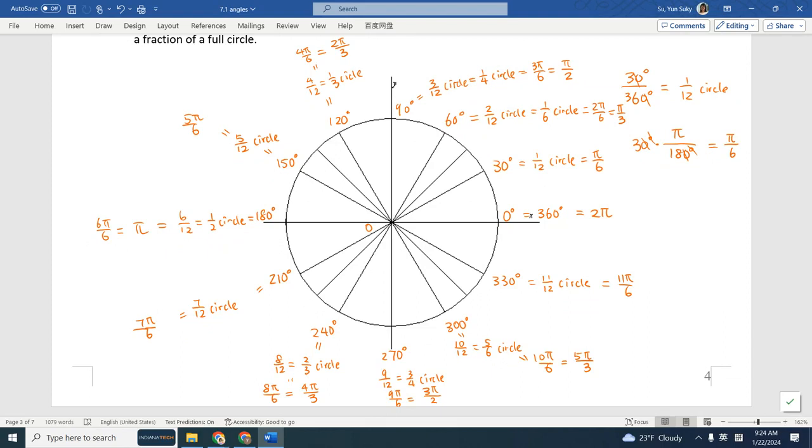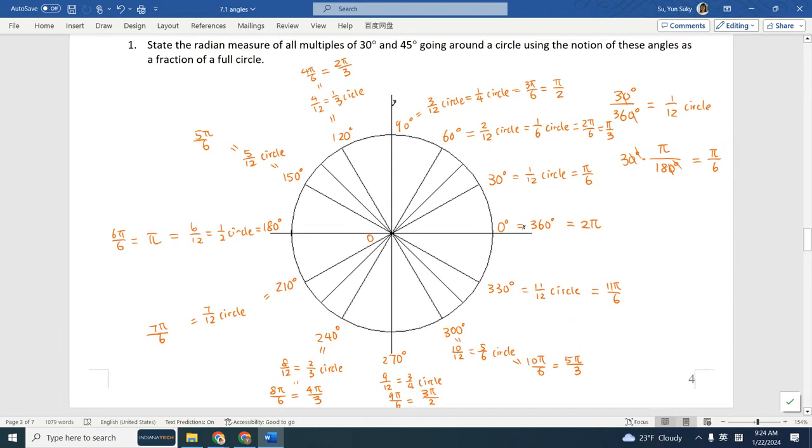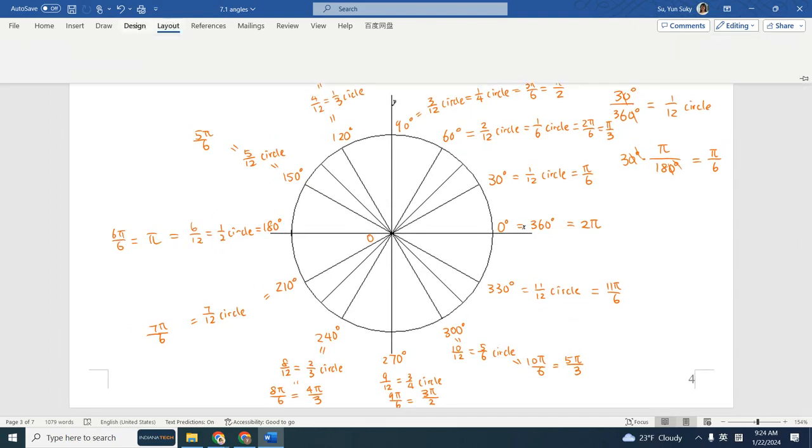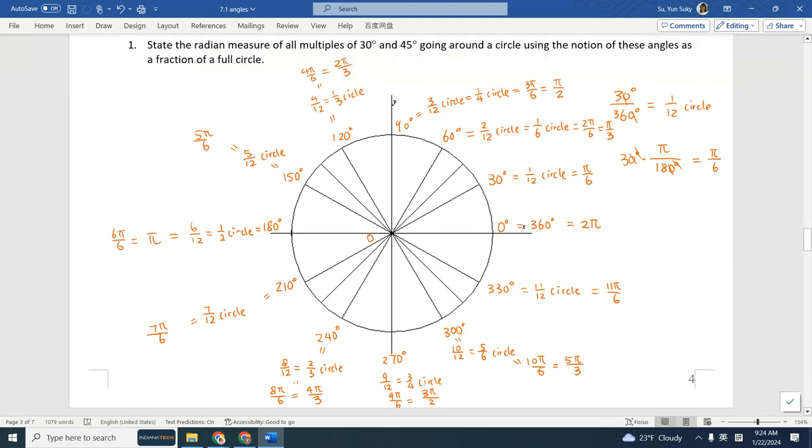All right. We're not done. Now we need to do what? 45 degrees. Let me use a different color. If you have a different color, you can also use a different color. 45 degrees compared to 90 degrees is what? Half of 90 degrees. Yeah, this is 90 degrees, half of it right here. Yes. So 45 degrees is right here.